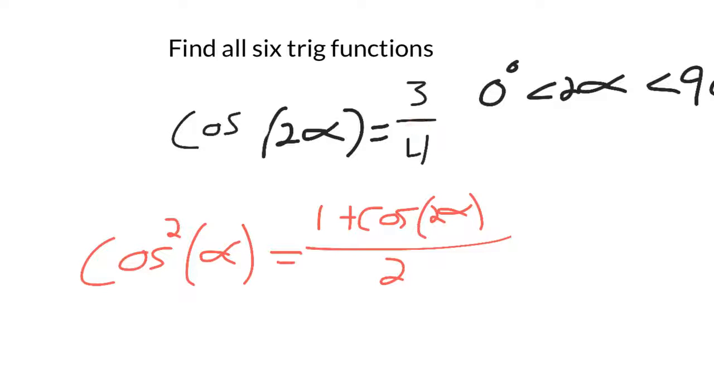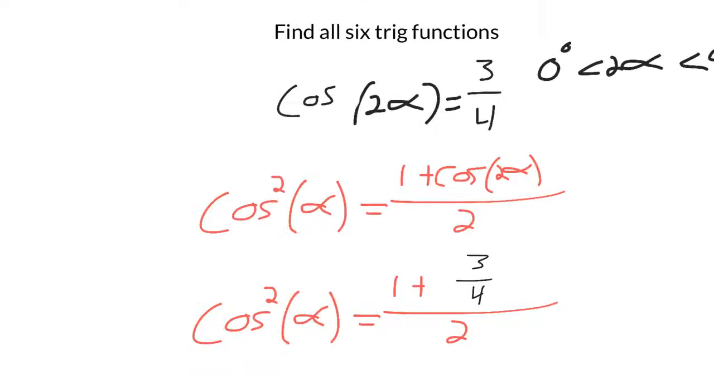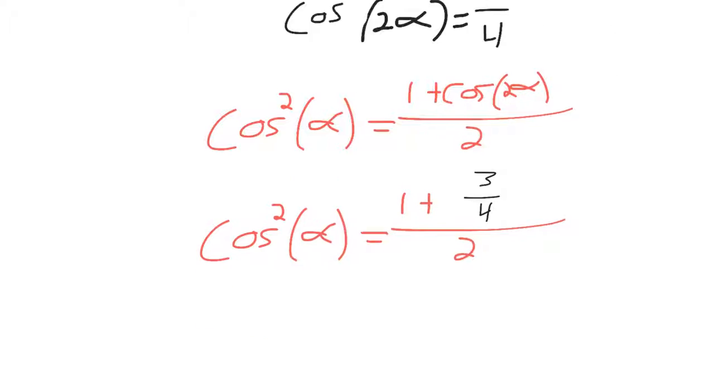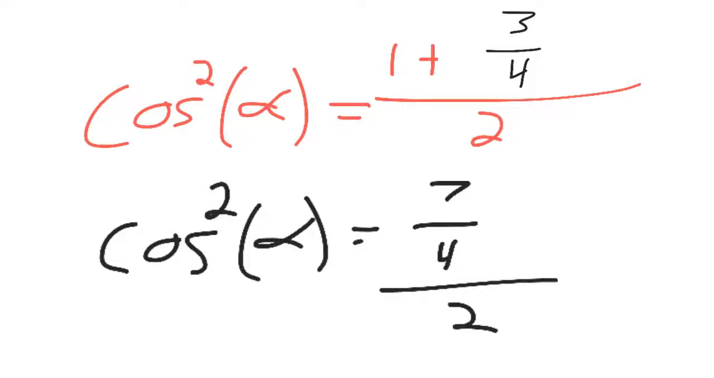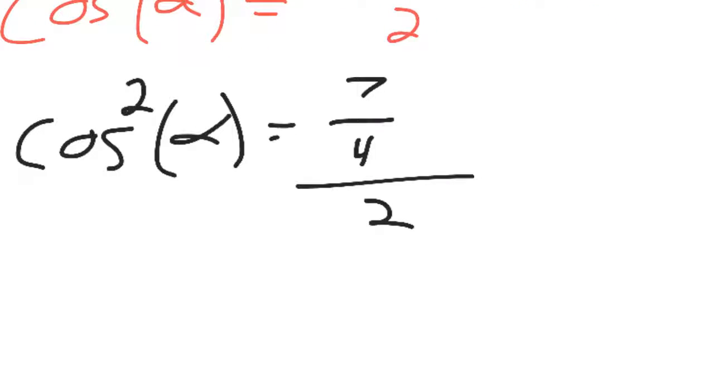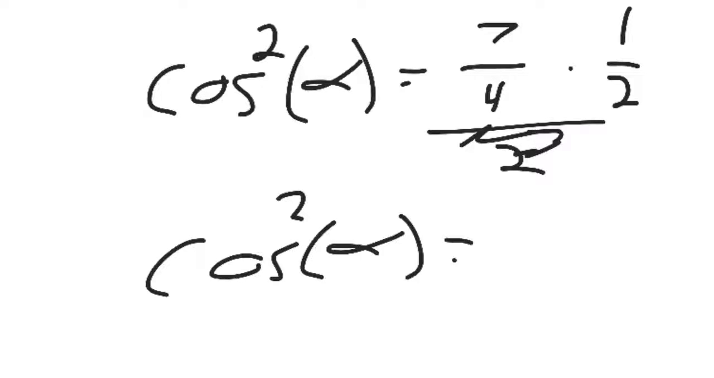We know that that's 3/4, so let's plug in 3/4 right in there. Instead of saying cosine of 2 times alpha, I made the replacement with what our problem says it is, 3/4. Now we can simplify. I just add 1 plus 3/4. That's 7/4. And then 7/4 divided by 2 is the same thing as multiplying by 1/2. So we have that cosine squared alpha is 7/8.